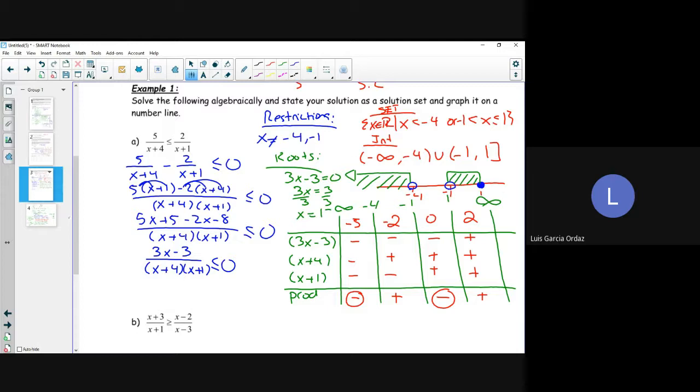So does everyone agree with the solution? Okay, perfect.